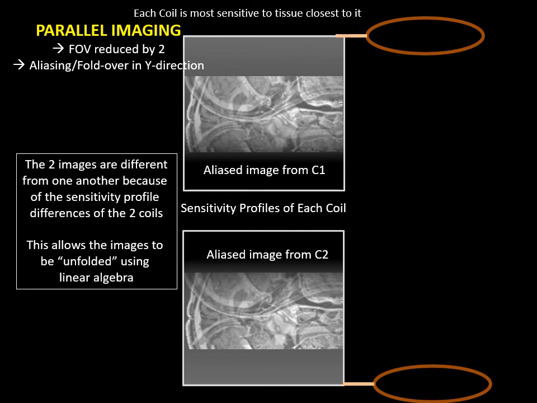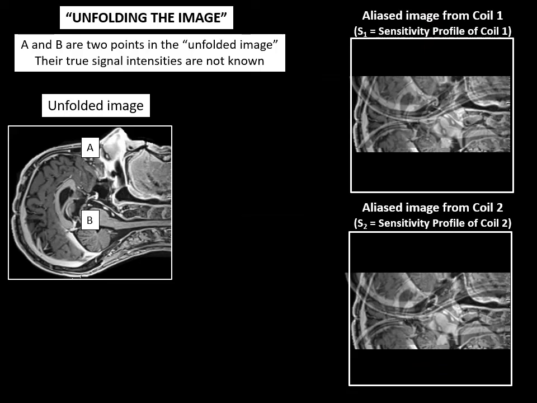These differences between these two images are because of the sensitivity profiles of the two coils. And this difference is what allows the images to be unfolded using linear algebra, and that's going to be shown on the next couple of slides. This brings us to the math behind unfolding the image.